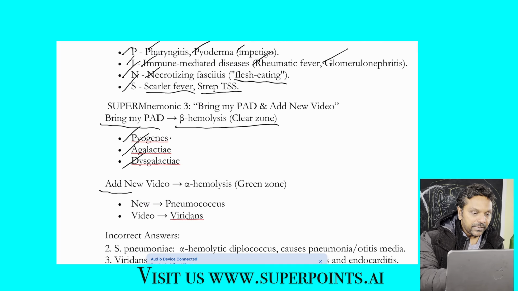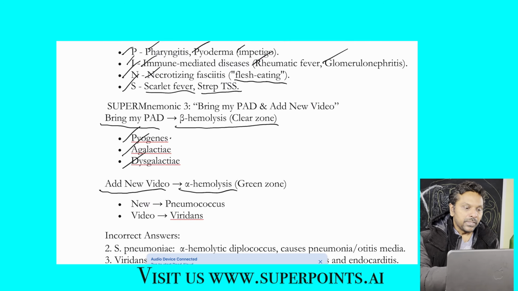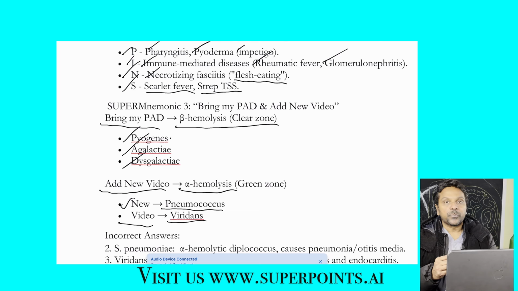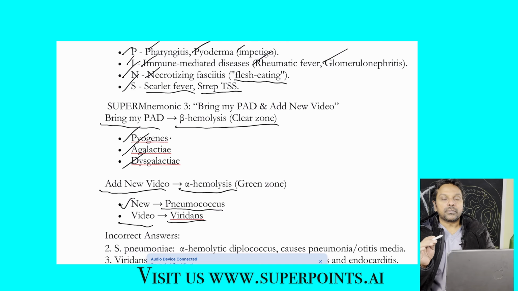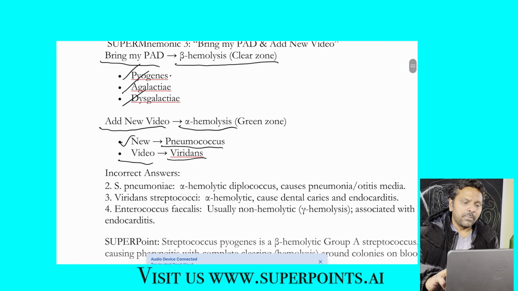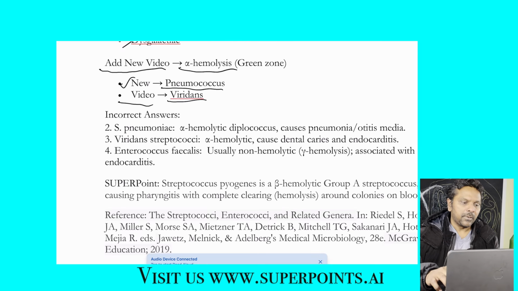And ADD NEW VIDEO. I use this mnemonic to remember alpha hemolysis. NEW for pneumococcus and VIDEO for viridans. Okay. So BRING MY PAD and ADD NEW VIDEO. If you remember that one mnemonic, it helps you because alpha hemolysis, beta hemolysis, gamma hemolysis can be very confusing. So a mnemonic like this would help you to remember these important organisms and whether they are alpha hemolytic or beta hemolytic.